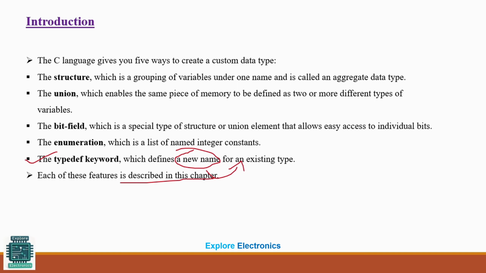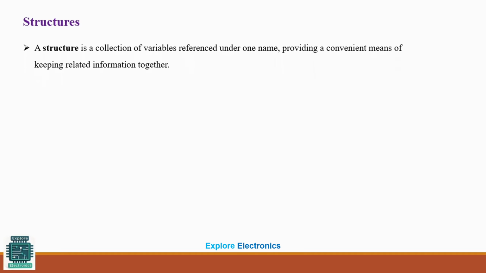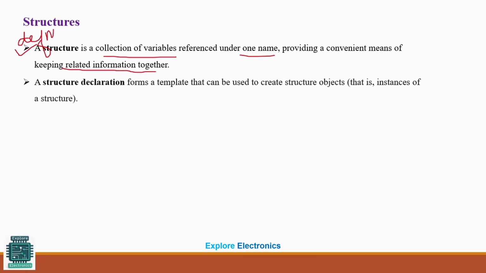First we will start with structures. Let us see the definition of structures first. A structure is a collection of variables referenced under one name, providing a convenient means of keeping related information together. That we call structures, and it is a definition. Please make a note of it. They may ask it in a question.